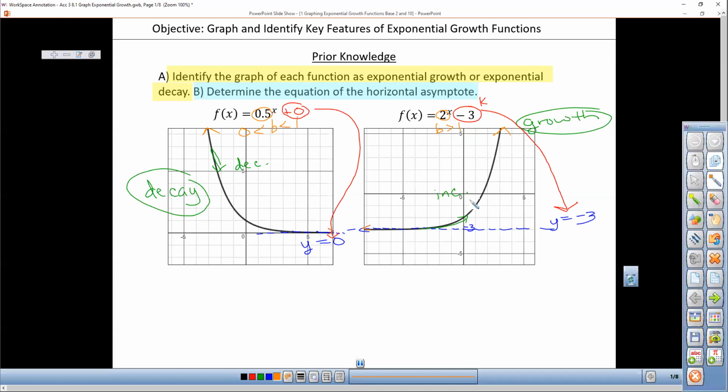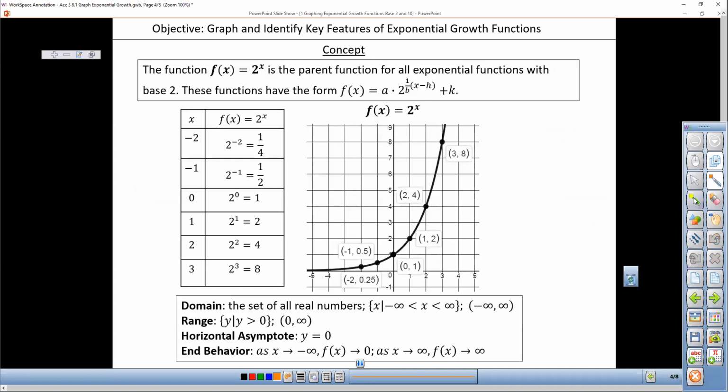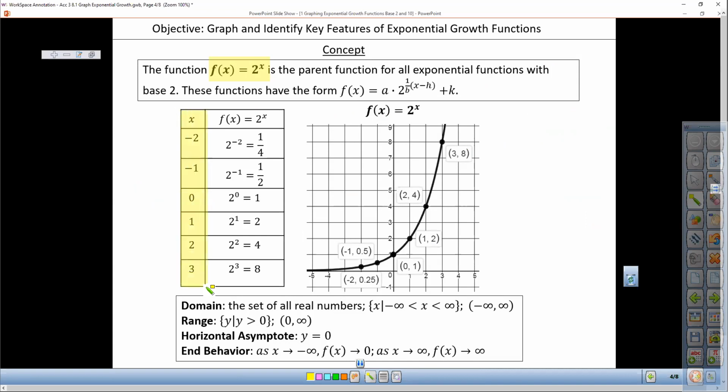All right. So this is talking a little bit about one of our parent functions, which is y or f of x equals 2 to the power of x. This is for our functions that have a base of 2. Really all we're going to worry about here is understanding that the key points come from using some very simple integers from -2 to +3 and plugging those x's into 2 to the power of x to create the powers of 2.